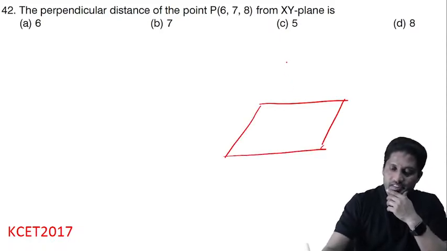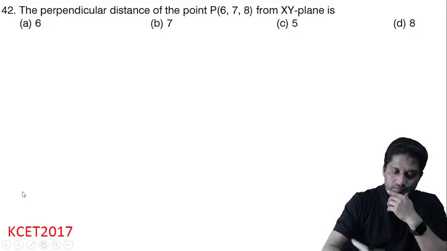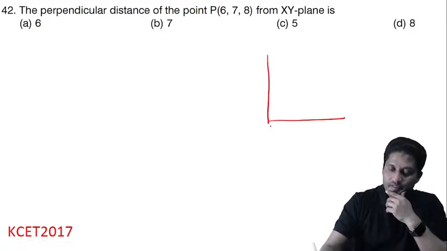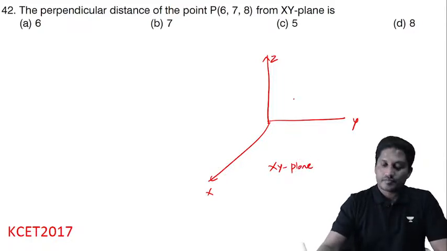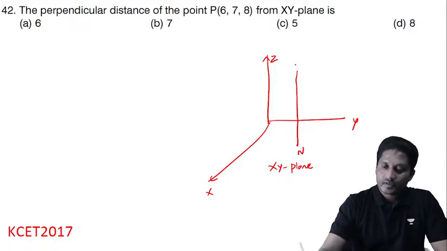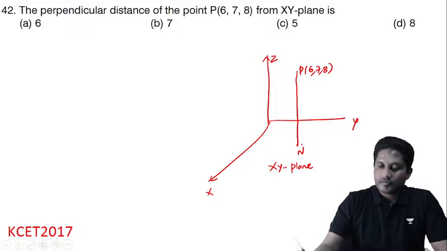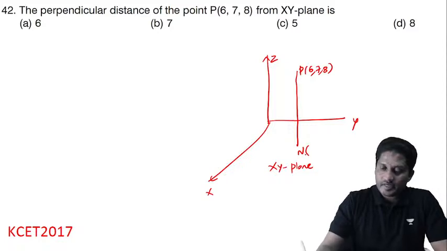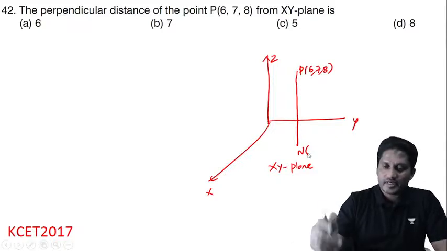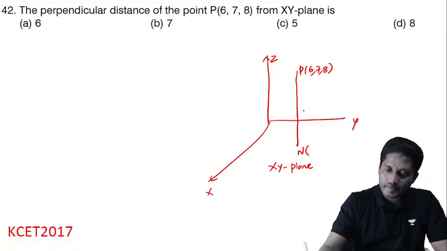Okay, now the perpendicular distance of the point from the xy plane. Suppose this is x, y, this is z. It's the xy plane, right? Every point on the xy plane has z equal to 0. So the perpendicular distance of the point P(6, 7, 8) from any point on the xy plane, if you drop the perpendicular, the distance from the xy plane will take the z coordinate only, so that distance will be equal to 8 only.